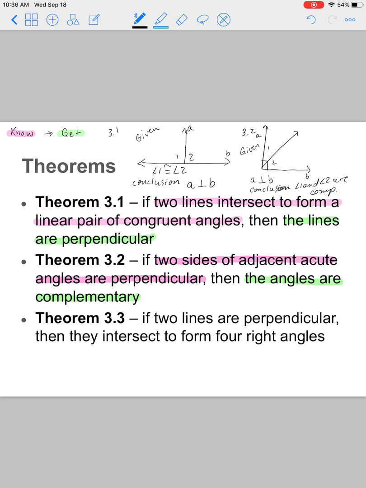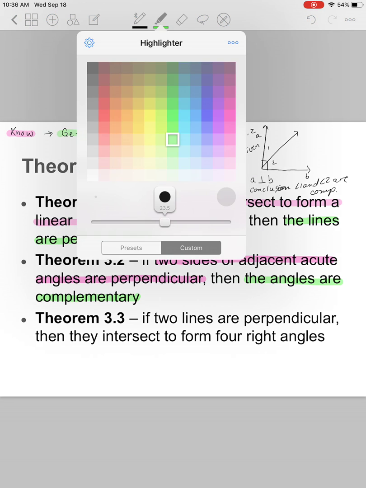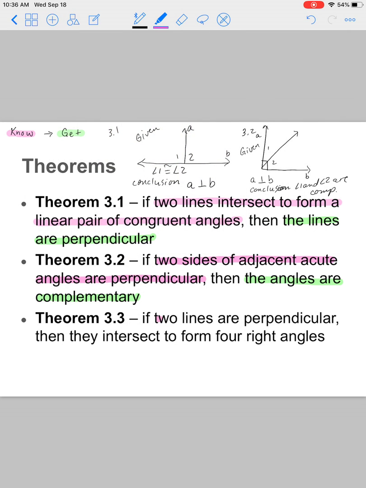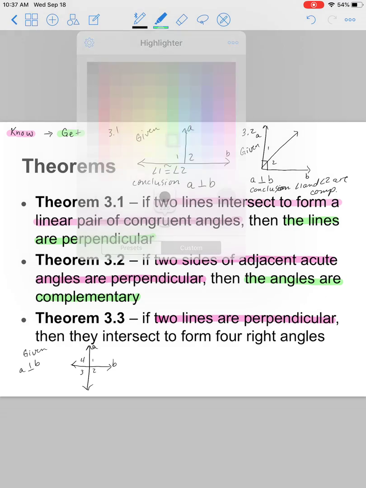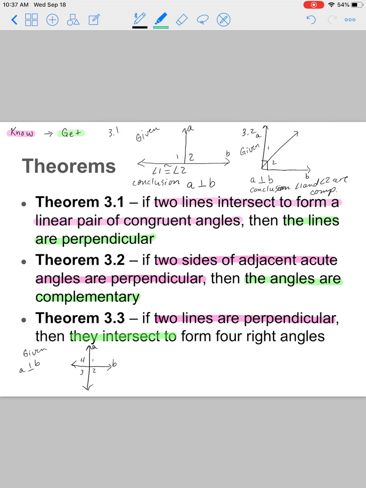And our third theorem says if two lines are perpendicular. So we begin with two perpendicular lines. So line A is perpendicular to line B. And there's 4 angles at those intersections. We get that they intersect to form 4 right angles.